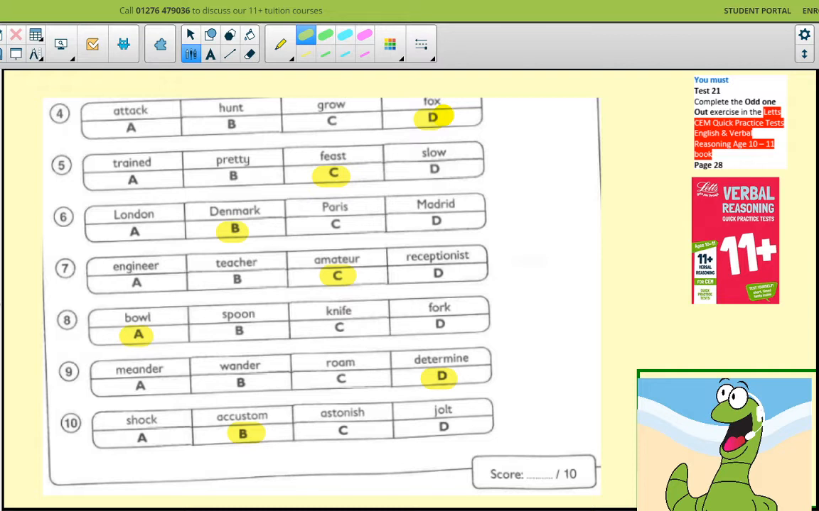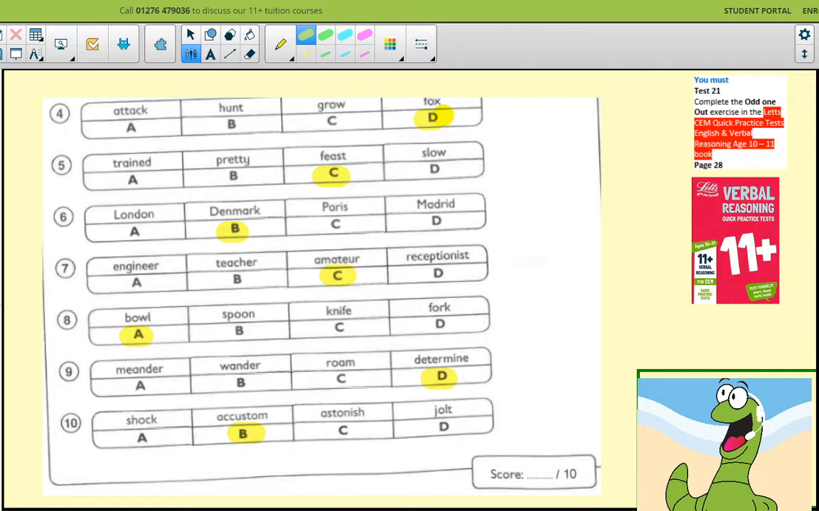Number 5 was C for feast. Again, it's something that is unrelated to the other 3. The other 3 are adjectives. Number 6 was B, Denmark. This is a country. The other 3 are cities. Hopefully you recognise that. Number 7, answer was C. This word is amateur. The other 3 are professions.